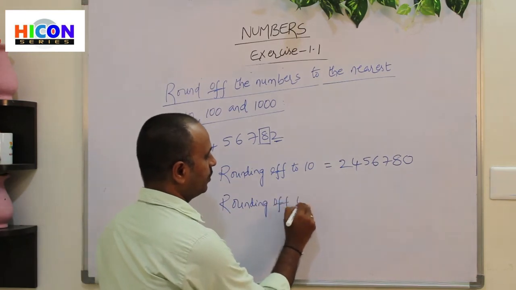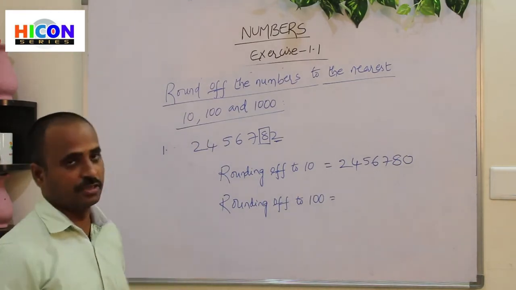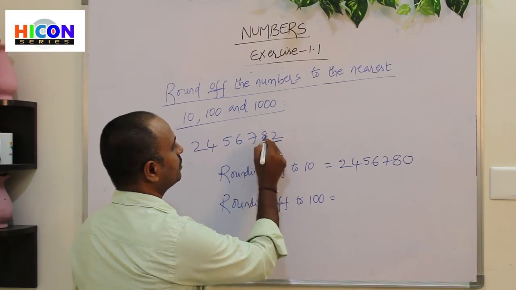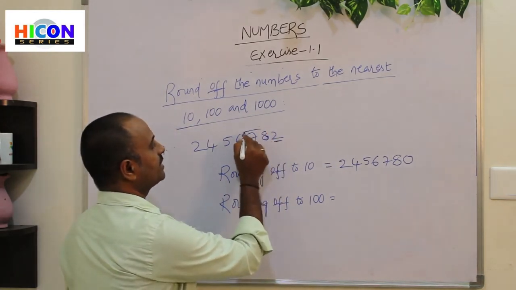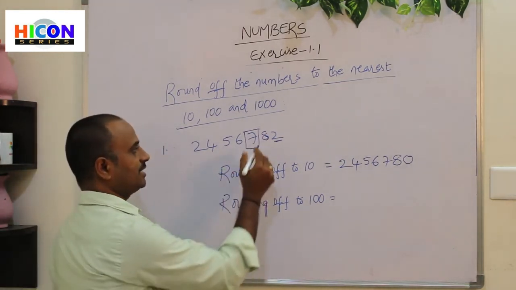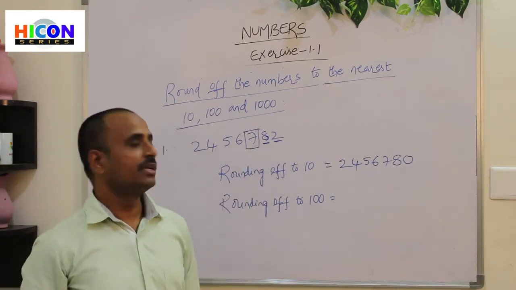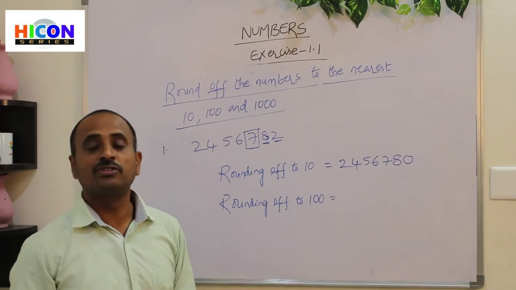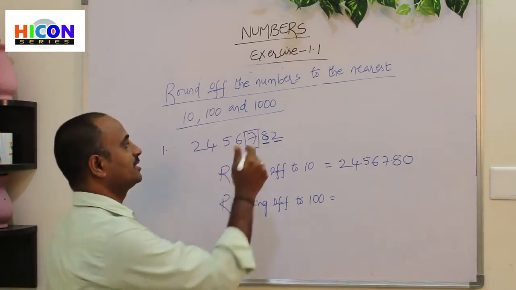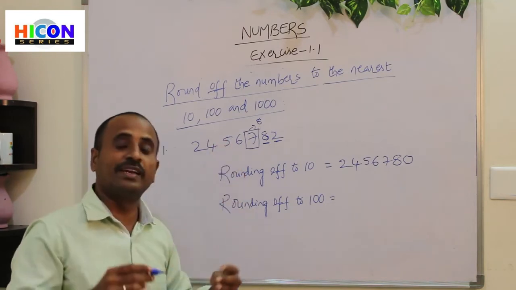Now rounding off to the nearest 100. That means rounding off to hundreds. So let us identify the digit present in the hundreds place. The digit present in the hundreds place is 7. That is, 7 hundreds are there. Now check the next digit. Here the next digit is 8 and this 8 is more than 5. If the next digit is more than 5, so write the next hundreds. So here the hundreds is 7 hundreds, the next hundred is 8. So round off the given number to the next hundreds.